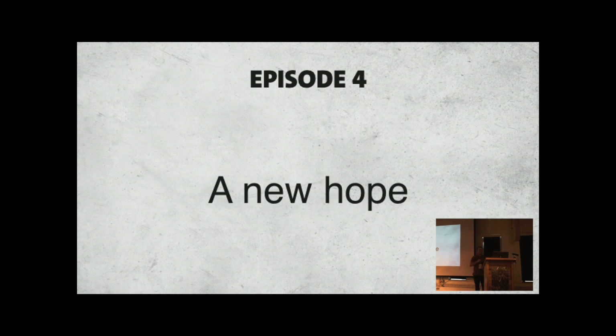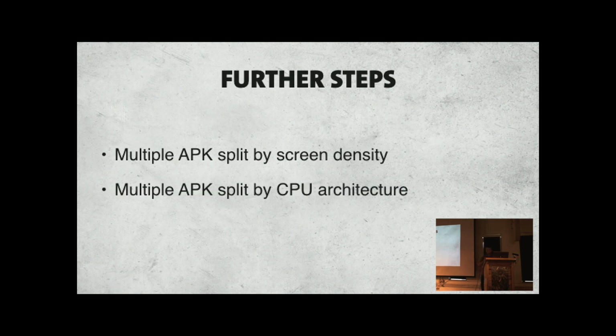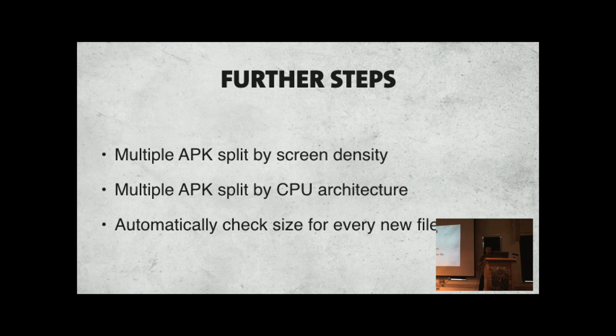New hope. Why do I call it that? We started analyzing what we can do in the future, which kind of future steps we could take. One of them, we could split our APK by screen density. Another, we could split APK by CPU architecture. And one more point, we could add an automatic size check for each new file. So whenever you add a new file in a pull request, we're going to check if the final APK changed or not.